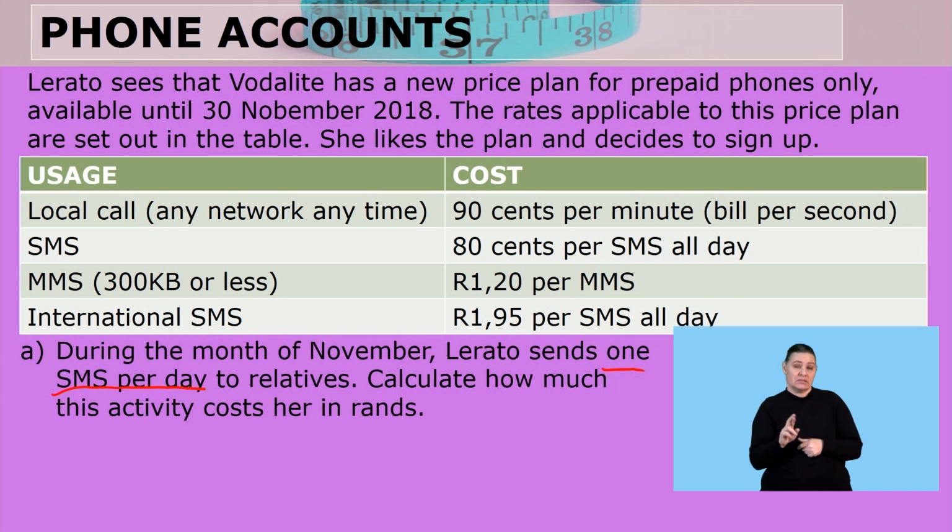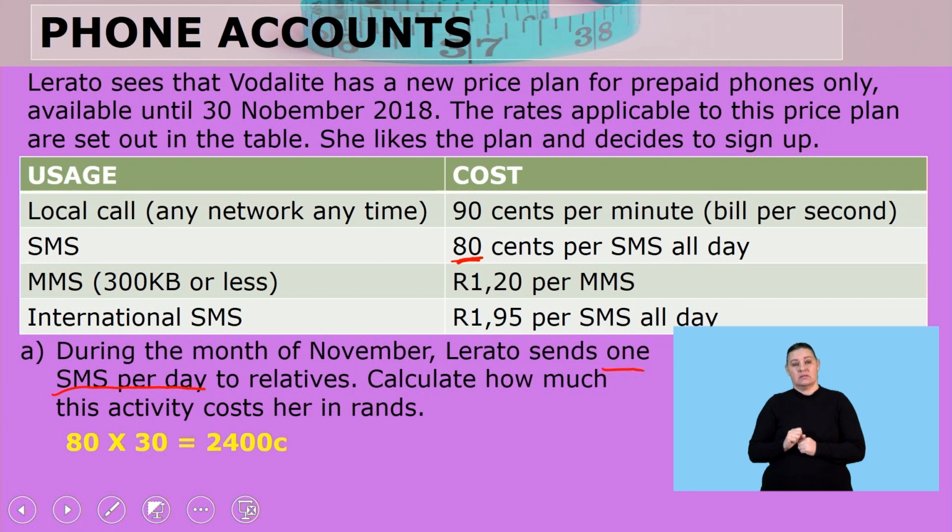So, SMS is right here. Okay, to relatives. So we will say 80 cents times 30 is 2,400 cents, because there's a rate in cents.